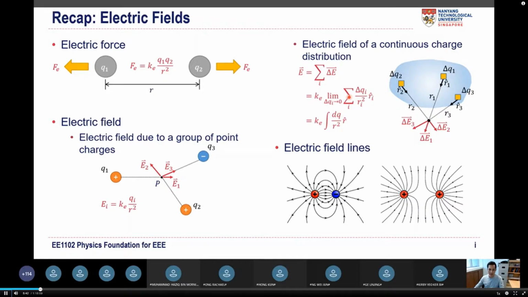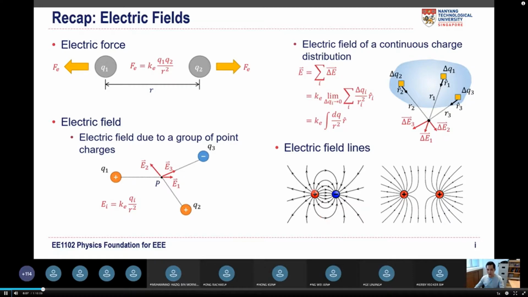So the idea is exactly the same as that, but in this case you have an infinitesimally small charge distribution, so you have to take an integral. We also talked about electric fields, how you can draw electric field lines to show the direction and magnitude of the electric field at a certain point due to the presence of the charges.